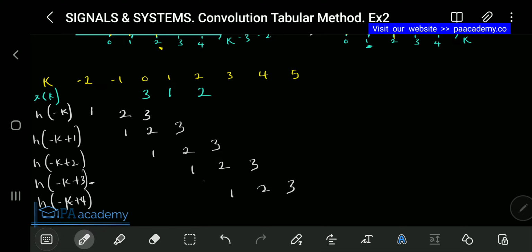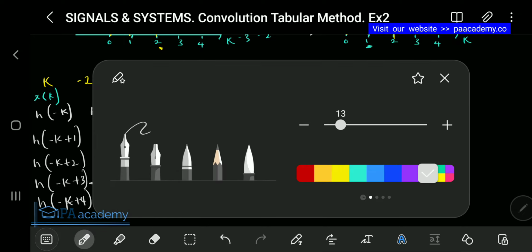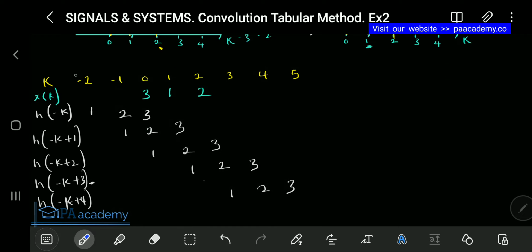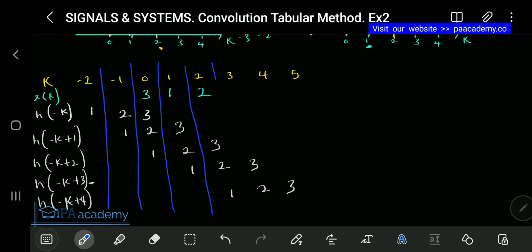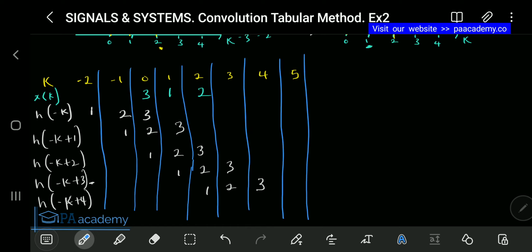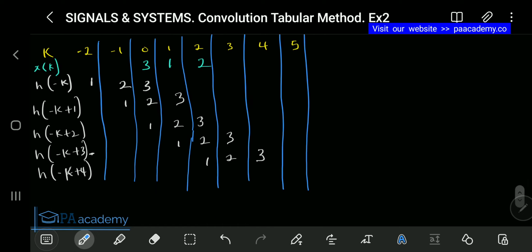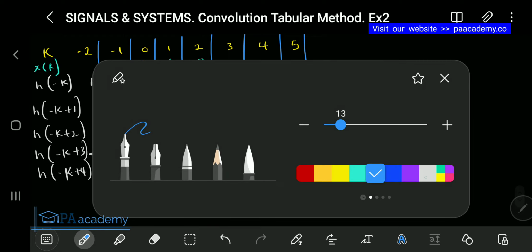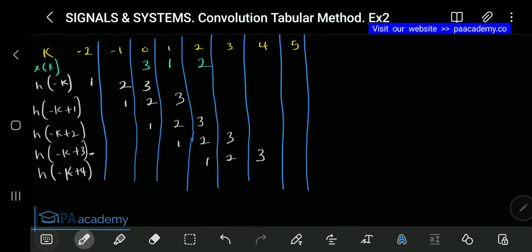Okay, so let me just draw some vertical lines because I think it's no longer straight, so that everything can be properly aligned. Let me just tidy this up. Alright, so I think it's looking better like this. So let me include that of 5.